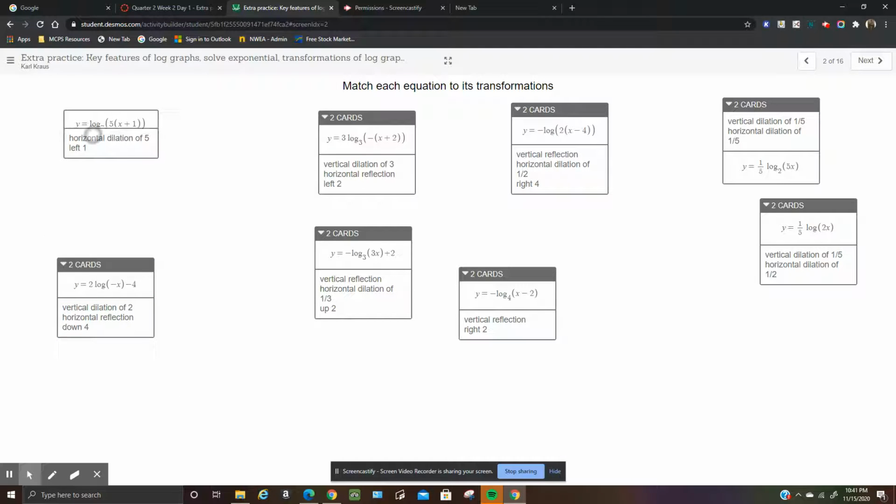horizontal dilation of 5, that should be a 1/5. I'll change that. And left 1, so this should be a 1/5 instead of a 5 there. So I'll fix that mistake after I do the video here.